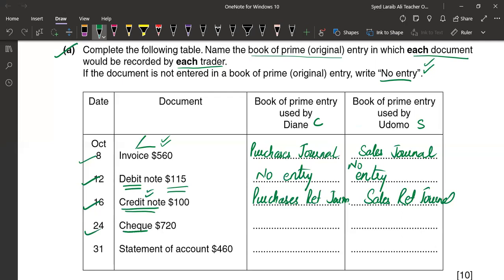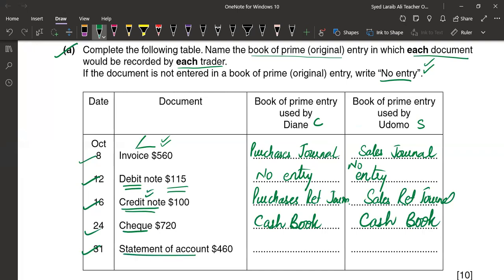Now, when we talk about a payment or a receipt, the book of prime entry is the cash book. So both the traders are going to record this check in their cash book. The customer will record it on the payment side and the supplier will record this on his receipt side. On October 31st, Statement of Account 460.